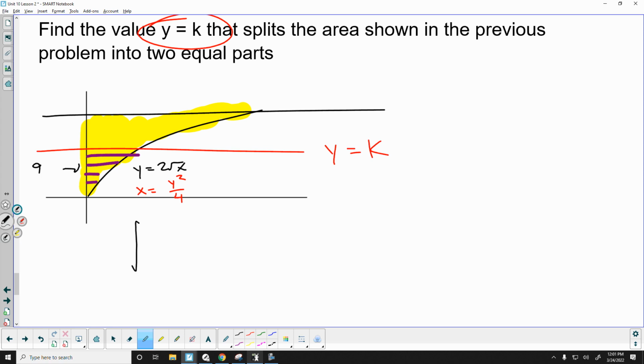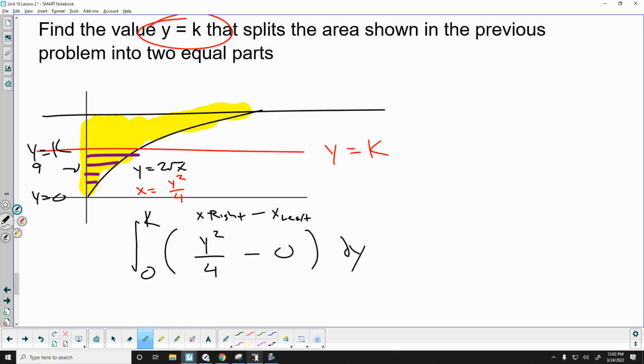Summing up my purple rectangle from 0 to the y coordinate of k, y equals 0 to y equals k. That's a bottom to a top, of my right minus my left. My right is y squared over 4. Some of you have kept it as y over 2 squared. It is easier to deal with if it's y squared over 4 when we're taking antiderivatives in this solve. Minus the left. The left is x equals 0. Times the height dy must equal half of my area. Ready?